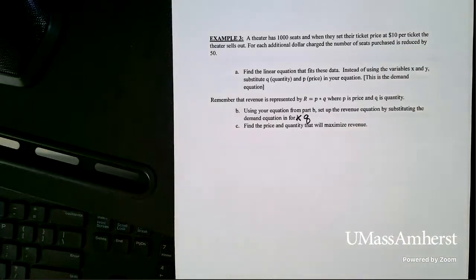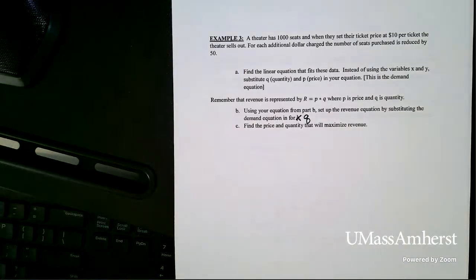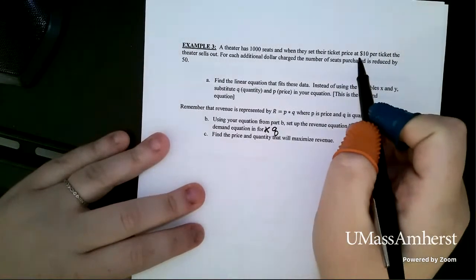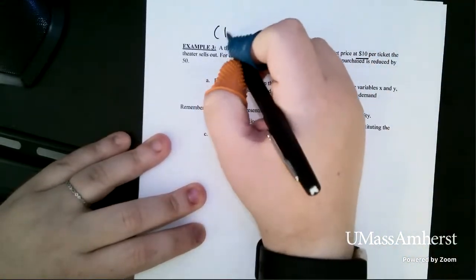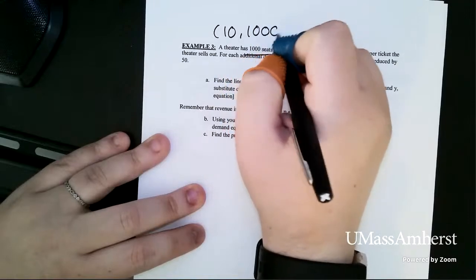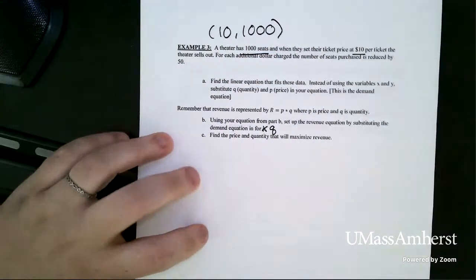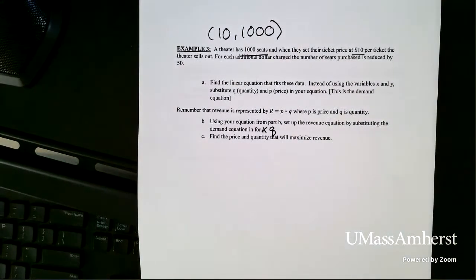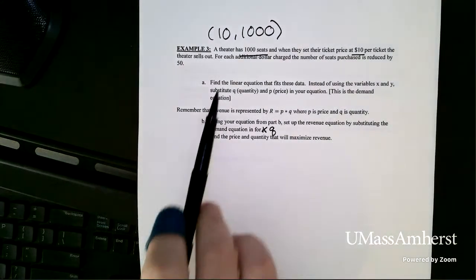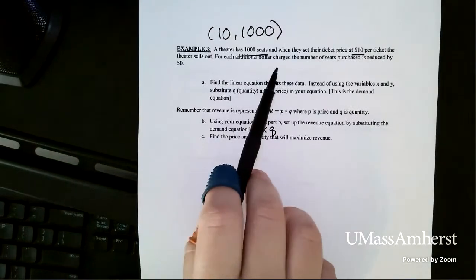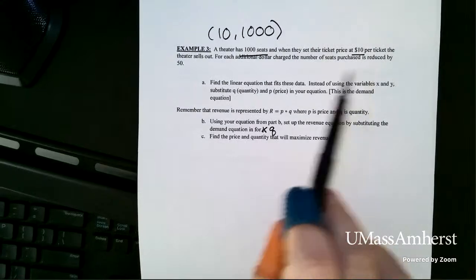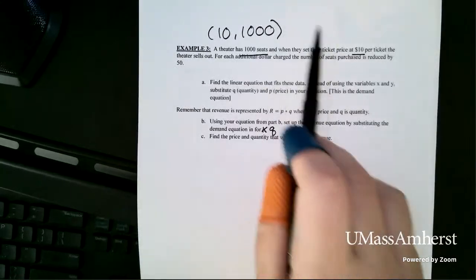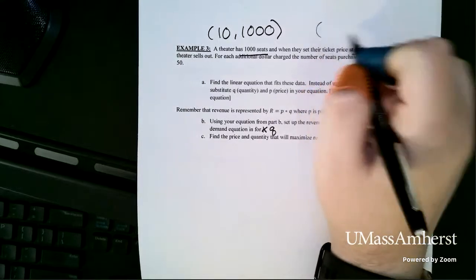And so I'm going to write down one of the points here just to give you a sense of what I'm talking about. I'm going to write the one that is given to us. So when the price is $10, we sell 1,000 seats. What you're going to need to do is figure out a second point based on the fact that for each additional dollar charged, if we raise the price by $1, we reduce the number of seats we sell by 50. You're going to use that to generate a second point.